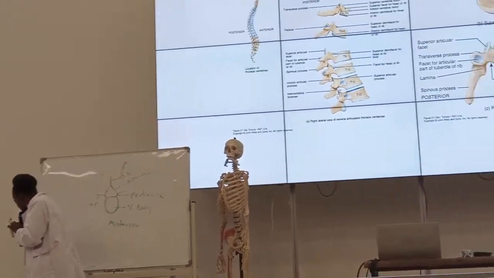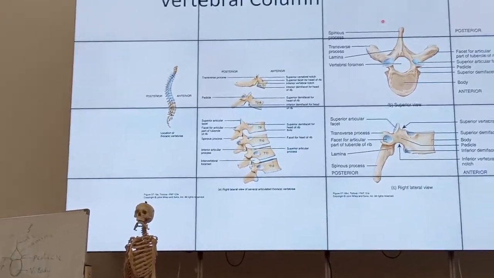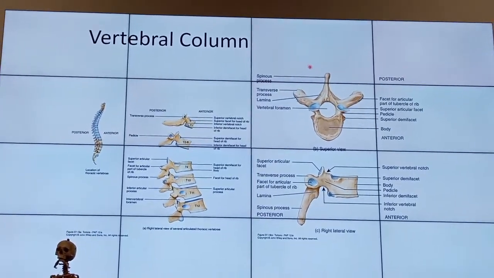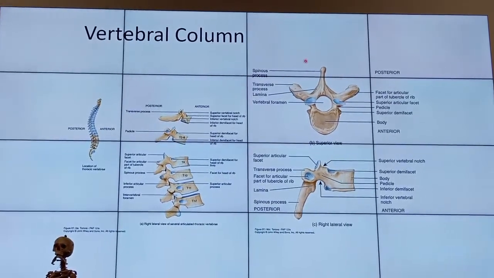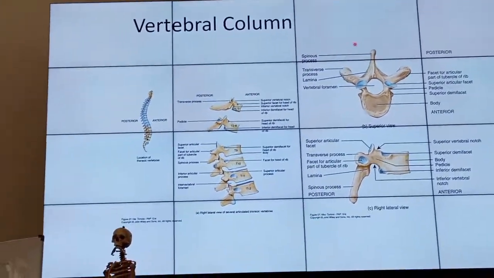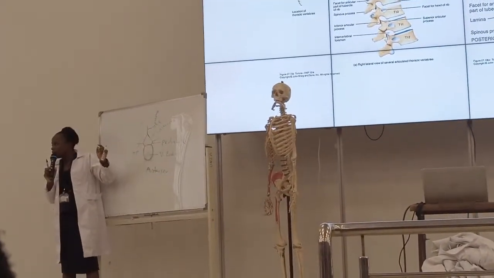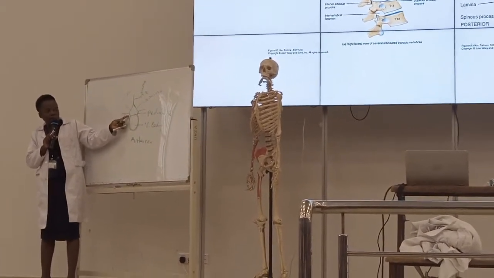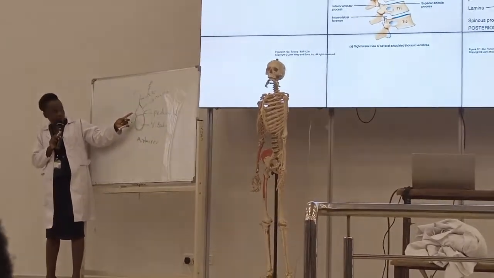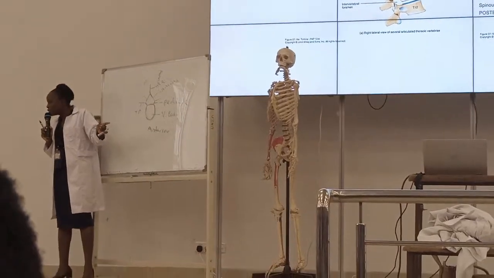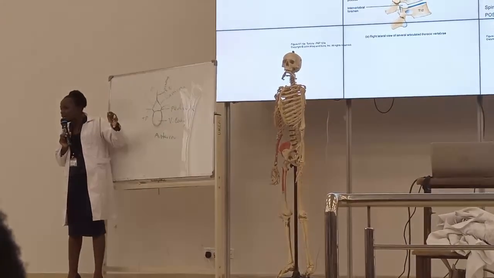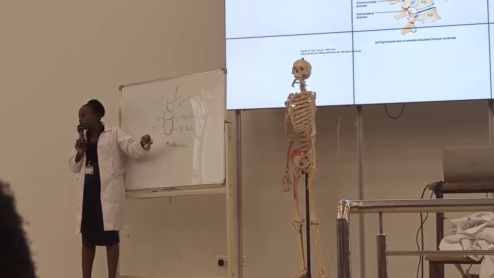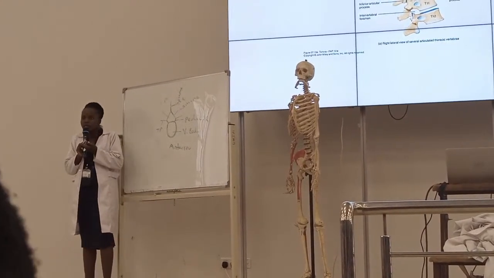Remember, we talked about the body, right? You've seen the body, which is anteriorly directed. So, extending from the body, we saw the two pedicles. From the pedicles, we saw the laminae. At the point where the pedicle and the lamina are meeting, we've got this extension, which we're going to call the transverse process. This one and this one. Here, at the point where the two laminae are meeting, we've got this process, which we are calling the spinous process.